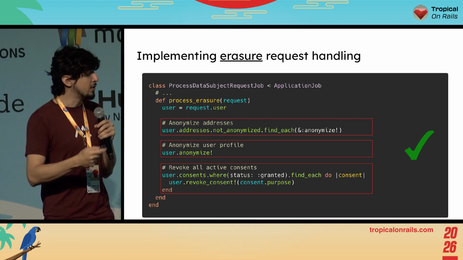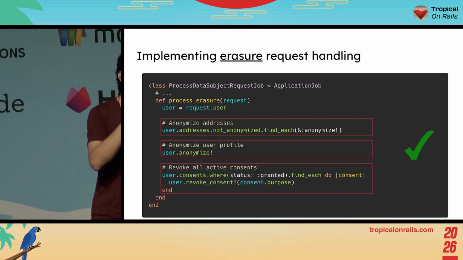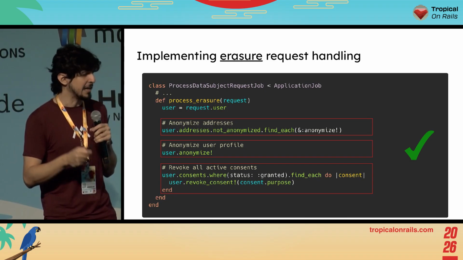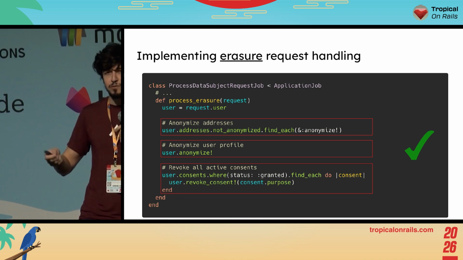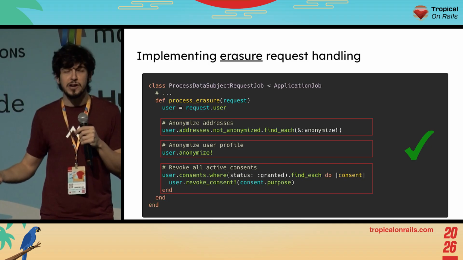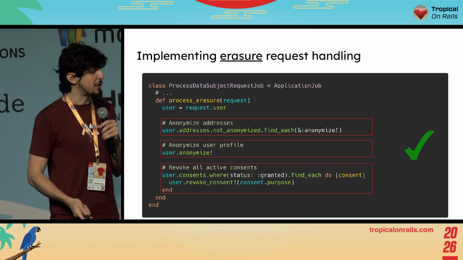And also remember that once the user requires the erasure of their data, you should revoke every other consent that they were granted for you. The user doesn't have to manually go there and revoke all of that. They ask you to delete everything, so you don't have the right to do anything with their data anymore. And doing that is going to make you compliant with the privacy laws.